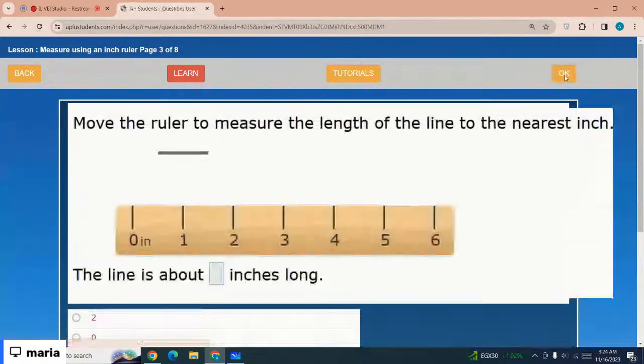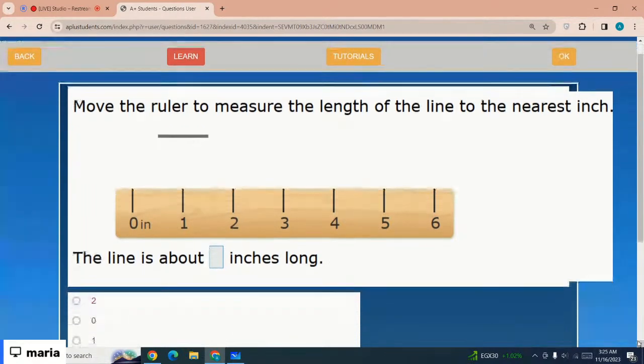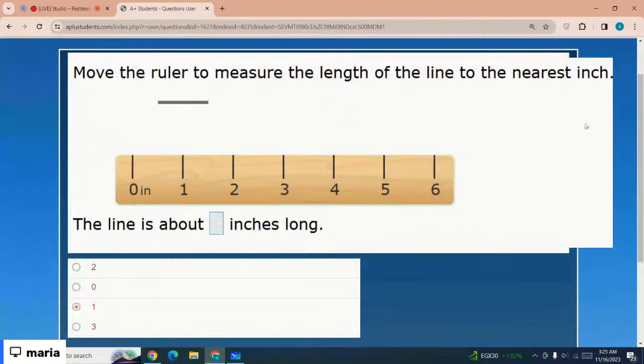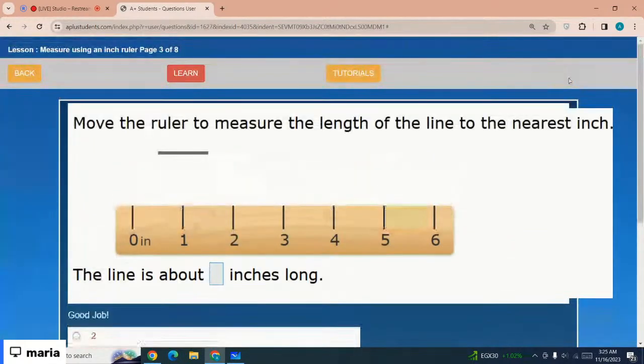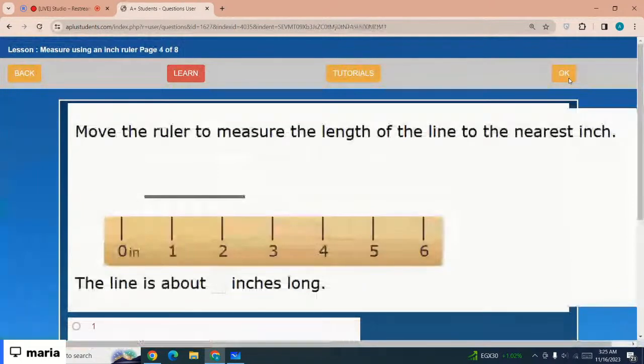Move the ruler to measure the length of the line to the nearest inch. The line is about how many inches long? Yes, this line is just 1 inch long. The correct option is 1. Move the ruler to measure the length of the line to the nearest inch. So, which is the correct option?